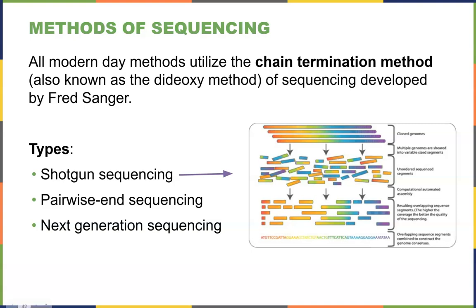Okay, so modern methods of sequencing utilize the chain termination method. It also has another name, but it sequences the DNA, and we can figure out what order they are based on this method, because you can't just look at a strand of DNA and say, oh, that's A, and oh, that's G. You have to do it by manipulating it in different ways. We can't touch it to manipulate it, so we do it this way. One main method is shotgun sequencing, and the other two, pairwise end sequencing and next generation sequencing, are just like shotgun sequencing, but they're a little bit more effective and efficient.